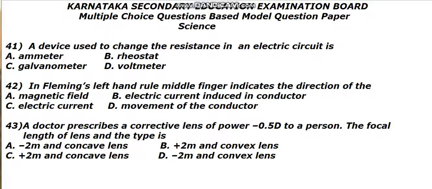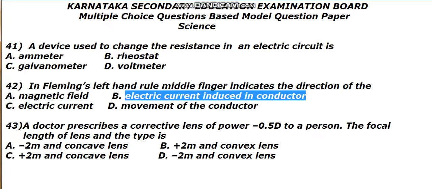Now the second one, that is the 42nd: in Fleming's left hand rule, the middle finger indicates the direction of the. Once again the option is B1, electric current induced in conductor. It doesn't need any explanation, you just have to understand the concept of the fingers, what each indicates. There is no reason for that, you just have to understand and remember it.